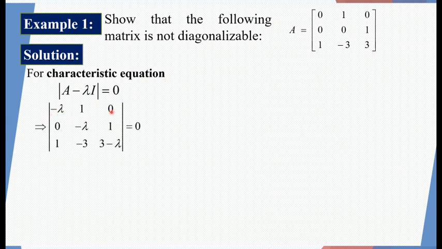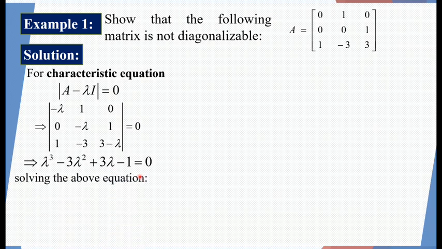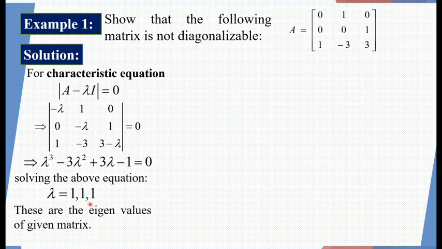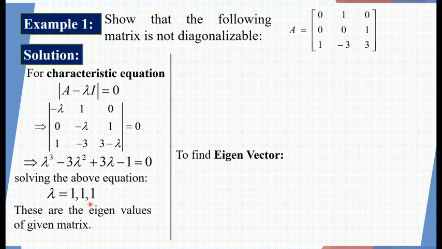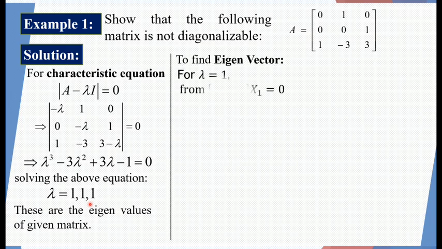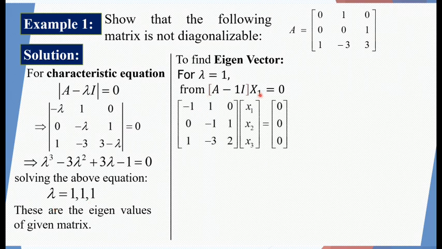So minus lambda, 1, 0; 0, minus lambda, 1; 1, minus 3, 3 minus lambda equals 0. On solving it, we get lambda cube minus 3 lambda square plus 3 lambda minus 1 equals 0. And after that, we get lambda equals 1, 1, 1. So its algebraic multiplicity is 3, and the eigenvector for lambda equals 1 comes from A minus 1 I times X1 equals 0.